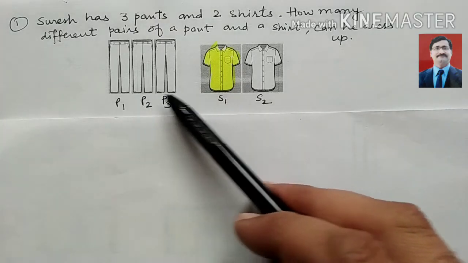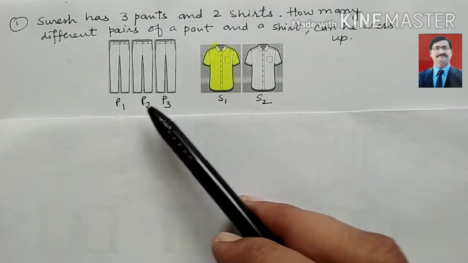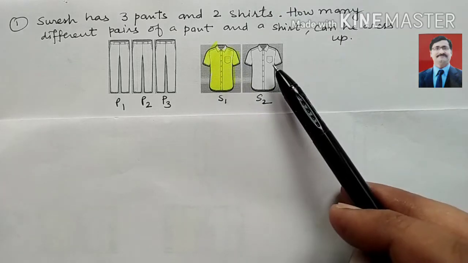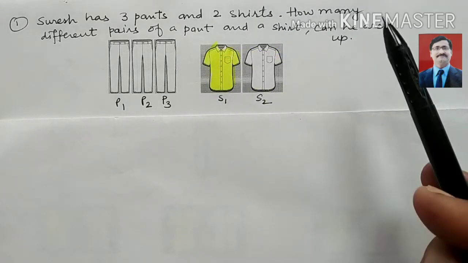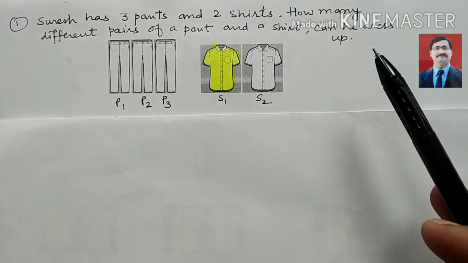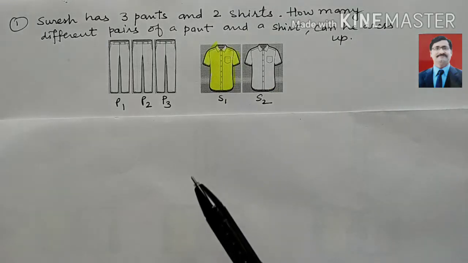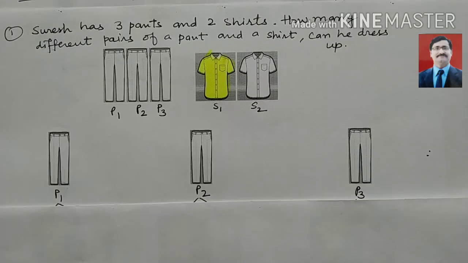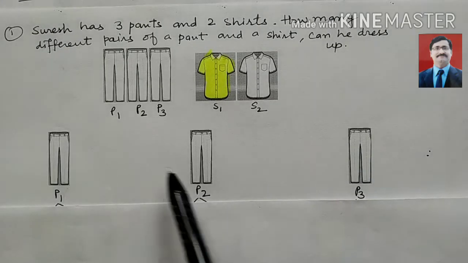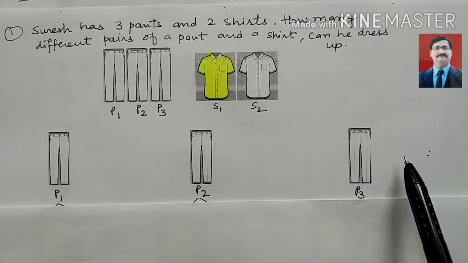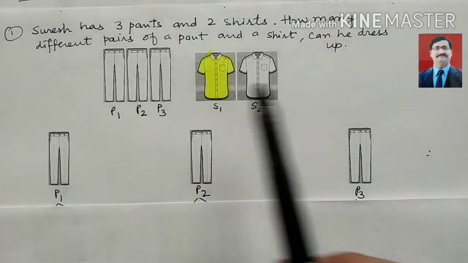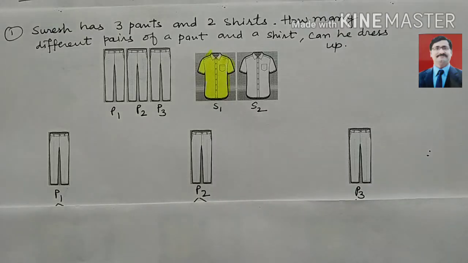Look here, 3 pants he has, pant 1, pant 2 and pant 3. Here 2 shirts are shirt 1 and shirt 2. So how many ways he can dress up, we have to find out. Look here, we first put these 3 pants, pant 1, pant 2 and pant 3. These 3 pants, and for each pant we can have 2 shirts.